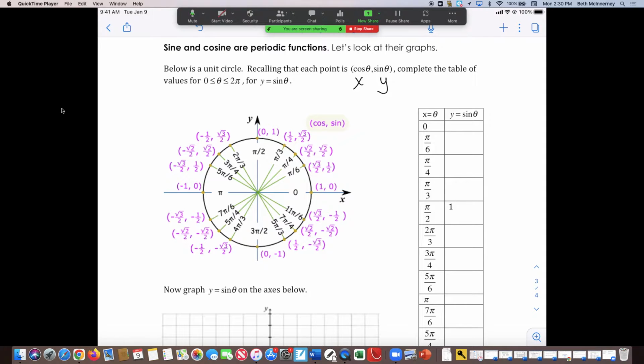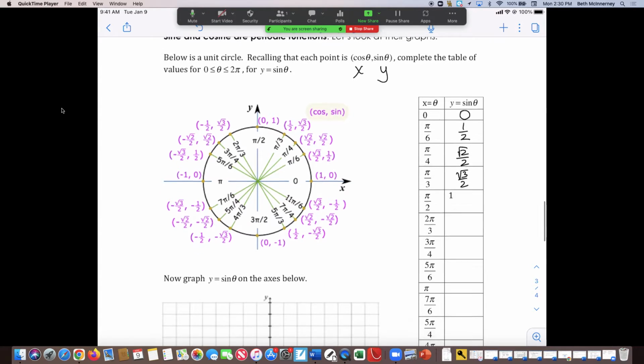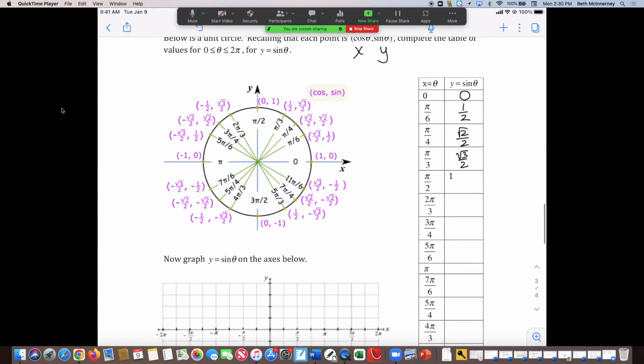The sine of 0 is 0. If I go to pi over 6, the sine of pi over 6 is the y coordinate, 1/2. If I want the sine of pi over 4, it's the y coordinate, square root 2 over 2. And if I want the sine of pi over 3, it's the y coordinate, square root 3 over 2. And then the sine of pi over 2 is the y coordinate, 1. I'm going to pause a moment and let you fill in the rest of the table.